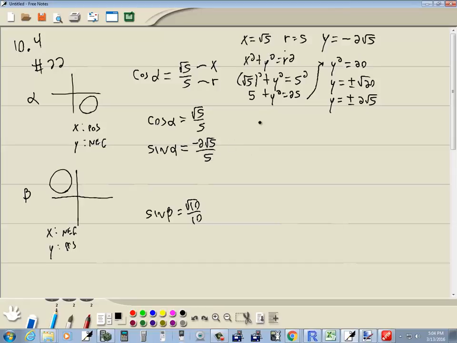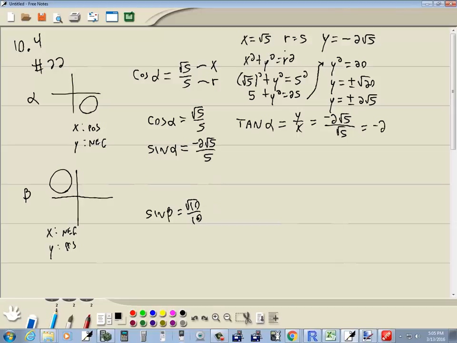Now we'll probably need tangent also. So I got tangent theta is equal to y over x. Let's get that right. So we're going to have negative 2 square root of 5 over x, which was square root of 5. And square root of 5's cancel, and we get tangent is equal to negative 2.